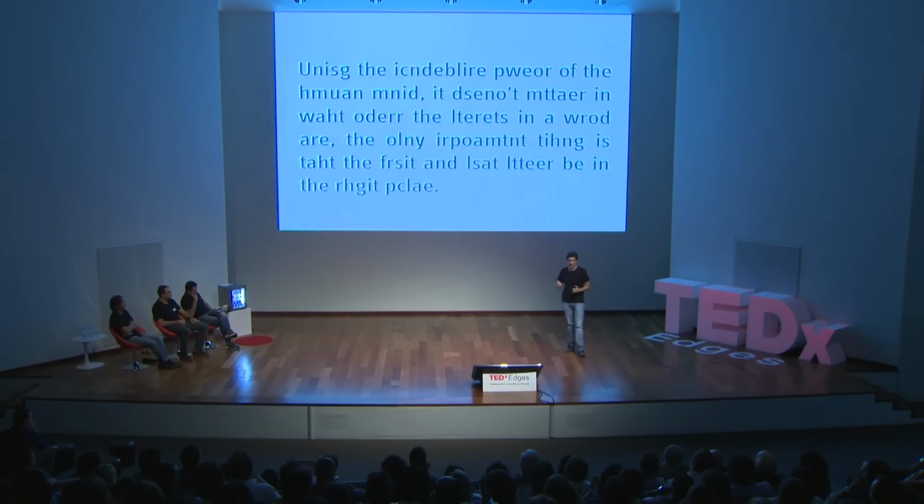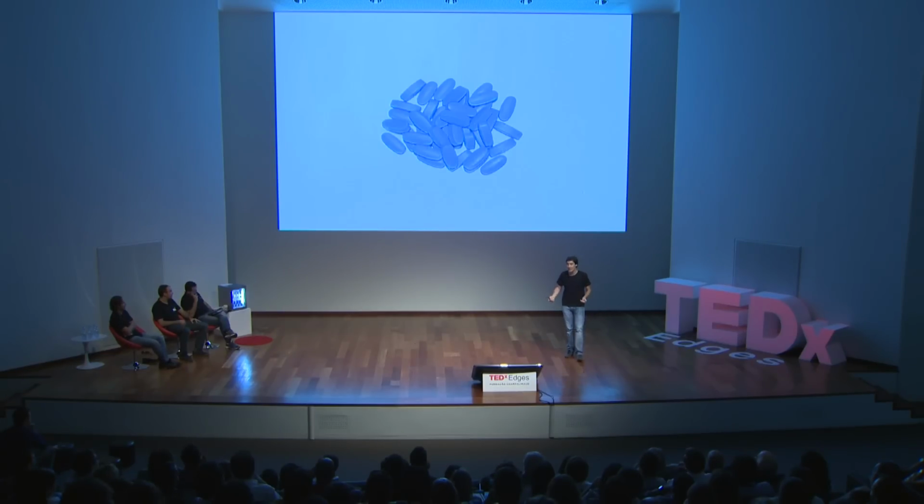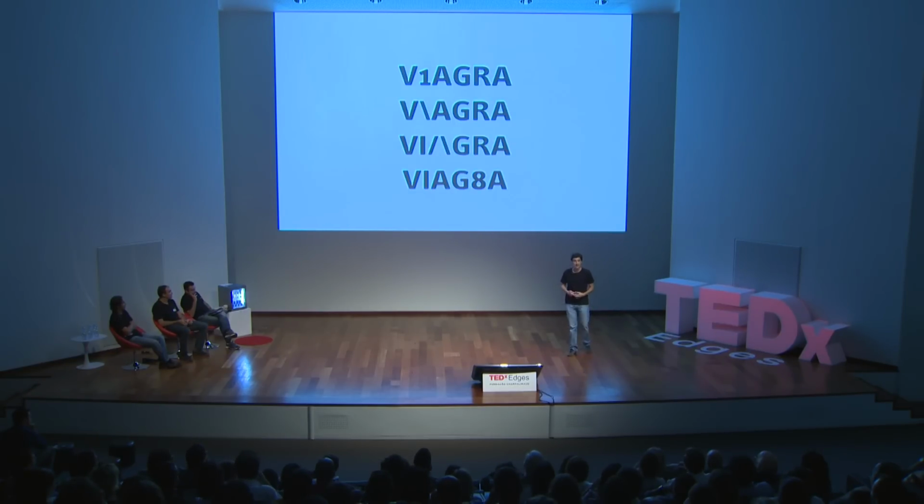Heuristics is another technology. Please try to read this text. Using the incredible power of the human mind, it doesn't matter in what order the letters in a word are. The only important thing is that the first and last letter be in the right place. Incredible, isn't it? Well, when they try to sell us Viagra, for instance, they'll try to use the same techniques to fool the software. Heuristics software, technologies or algorithms are the ones that will understand what they really want to do, and they will not allow this type of message to get to our inboxes.